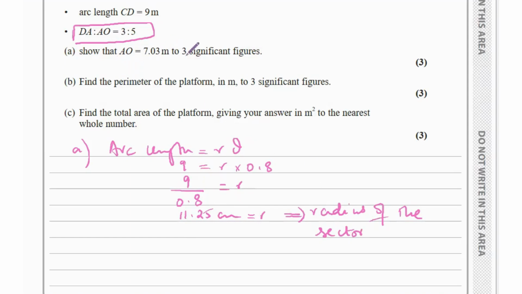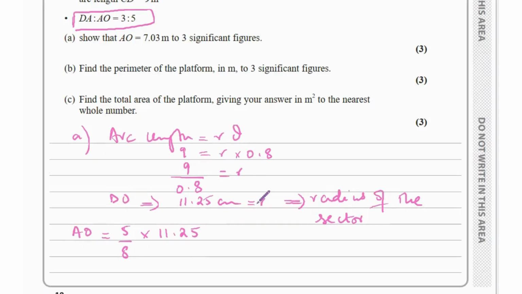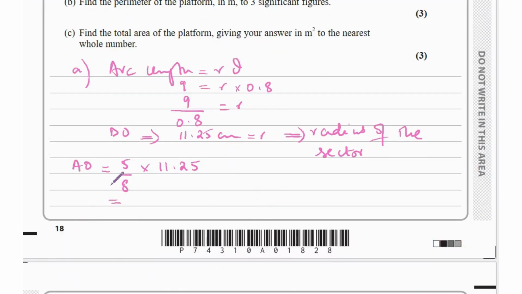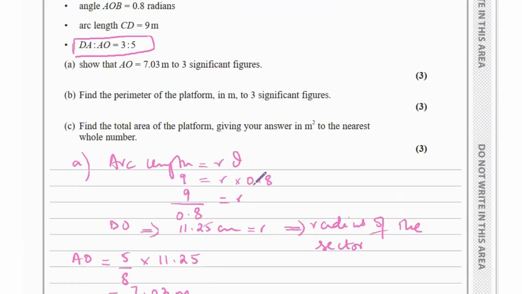So we know that DA to AO is 3:5. DO is r, which is 11.25. To find AO, we're going to use the ratio method and create a fraction out of the ratio. AO is 5 out of 8, times that by 11.25, because AO is 5/8 of DO. So that's going to give us a value of 7.03 correct to 3 significant figures. So that's also shown in the question.